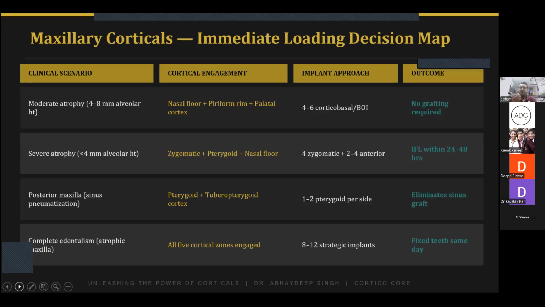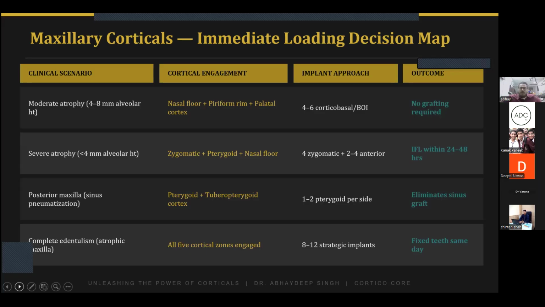Even then, there is no need of sinus lifts. There is no need of grafting. There is no need of ridge augmentation. You can go ahead and load your prosthesis immediately. In the posterior maxillary area, if you want to give segmental restoration, you can engage your pterygoid, or you can bypass the premolars and engage the nasal cortex, or you can go through the sinus and engage the nasal cortex, or if there is lesser pneumatization of the sinus floor, you can engage the sinus floor as well, and then you can give segmental restorations as well.